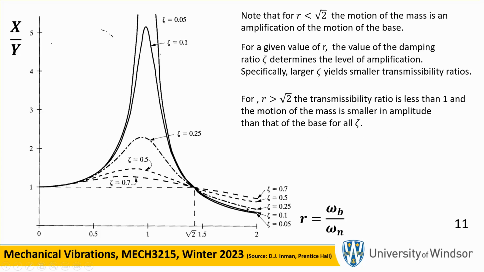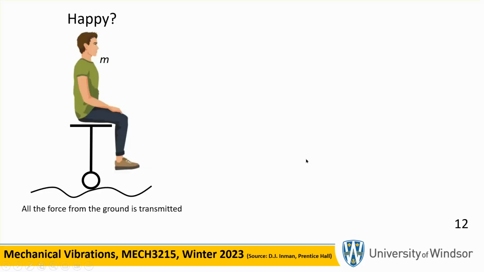Now, of course, notice that here, if you increase damping, although the ratio is less than 1, it's not going to improve the value of the ratio. It actually gets worse. Okay, you can see that.